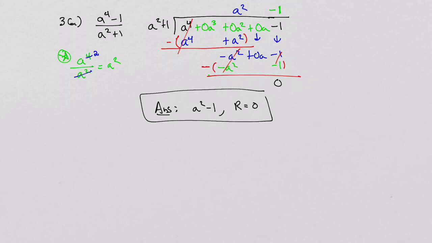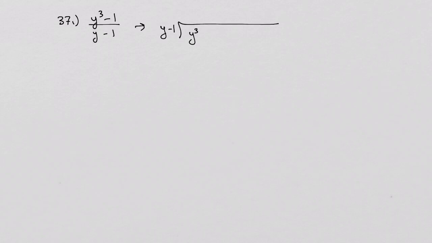All right, last polynomial division, so number 37, is y cubed minus 1 over y minus 1. Now, once again, this is polynomial division, and the thing is, there's no y squared term and no y to the first power term, so those placeholders are going to need to be written down when we do the long division. So, y minus 1 is our divisor, and we're dividing that into y cubed plus 0y squared plus 0y minus 1. So the y squared and the y terms, their placeholders need to be there.